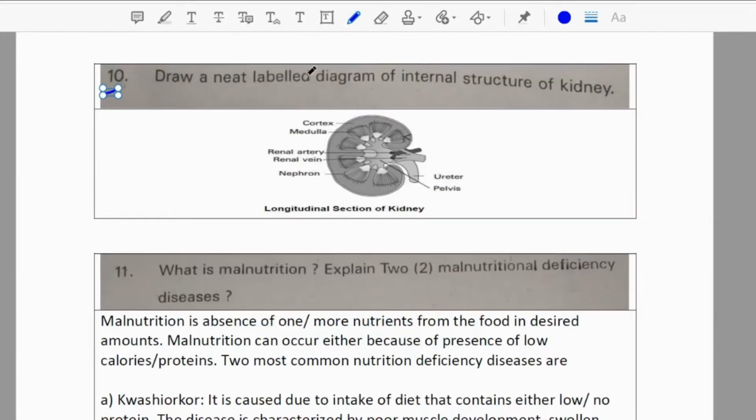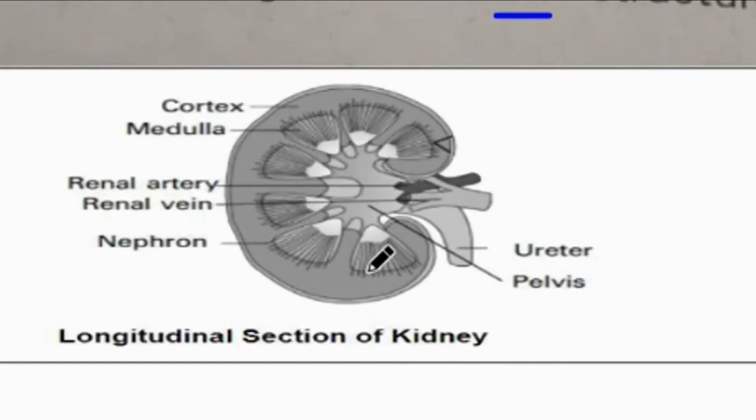And so on. Draw a neat labeled diagram of the internal structure of the kidney. So this is a longitudinal section of the kidney with parts. Just have a look, students.